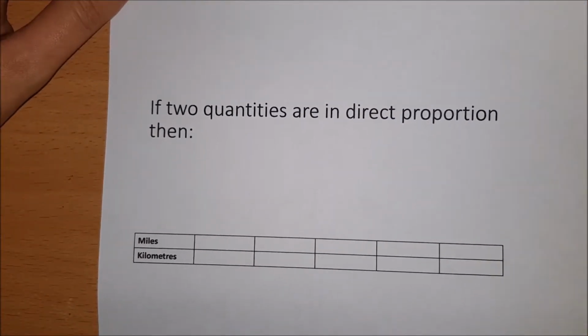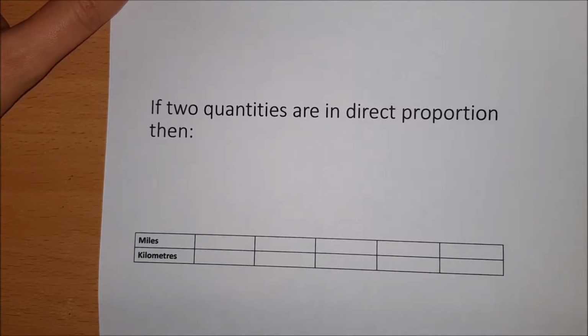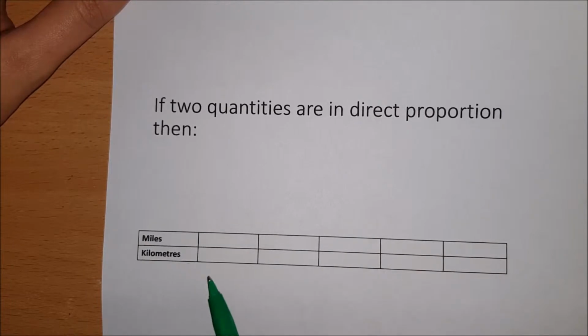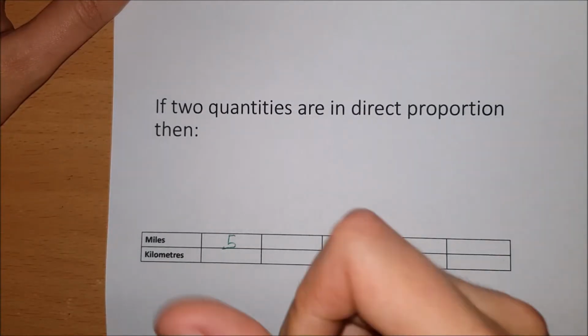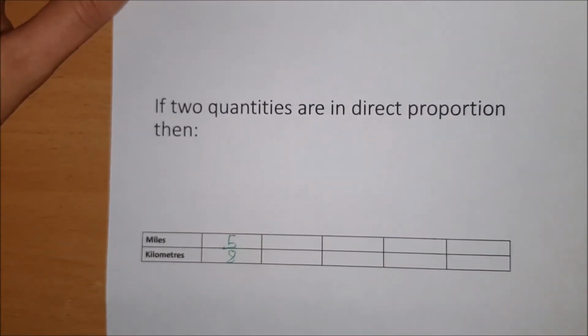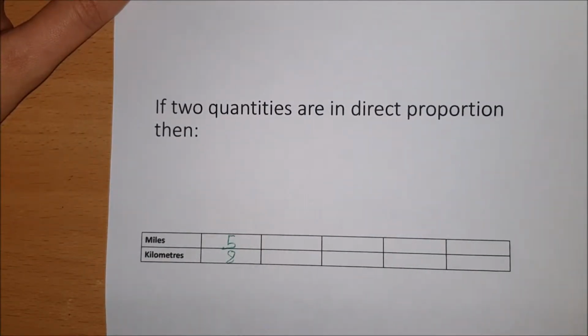If two quantities are in direct proportion, then what that means is that when one of them increases, the other will increase at the same rate. So if we look at this table here, it's got miles and kilometres. If I travel 5 miles, then what that means is I will go 8 kilometres. So 5 miles is 8 kilometres.